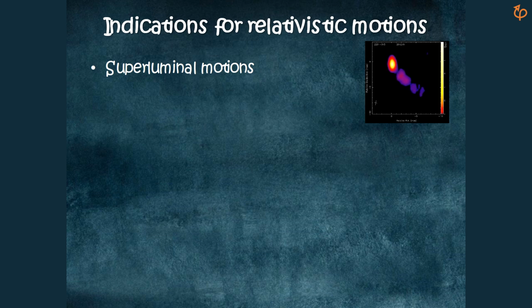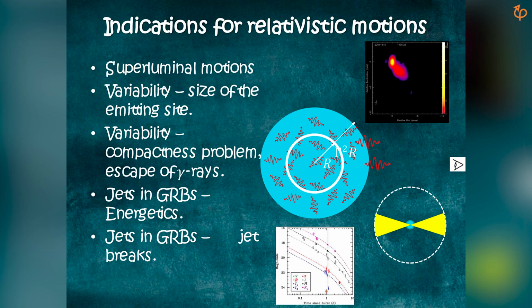And the size of the emitting site is larger by a factor of gamma. We also discussed the compactness problem, and I showed you that relativistic motions are essential for the high energy photons to get away from these blobs. The reason we see high energy photons coming from these blobs is that the blobs are moving at velocity close to the speed of light, hence they are both bigger and the photons within them are less energetic. That's why we are able to see these photons escaping the blobs.